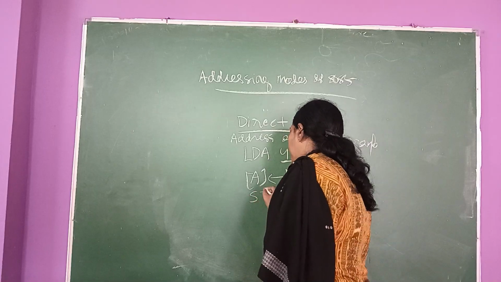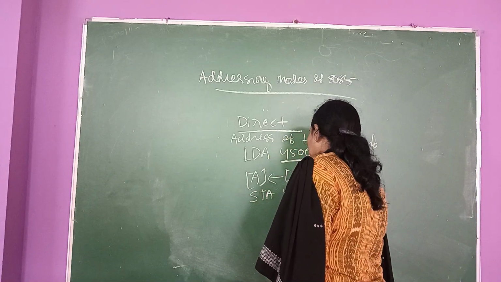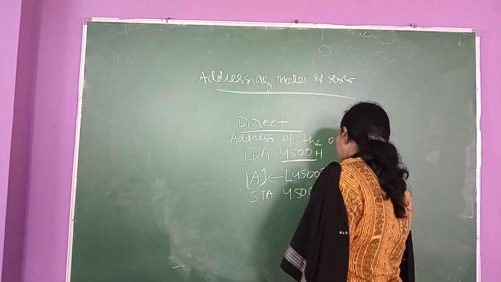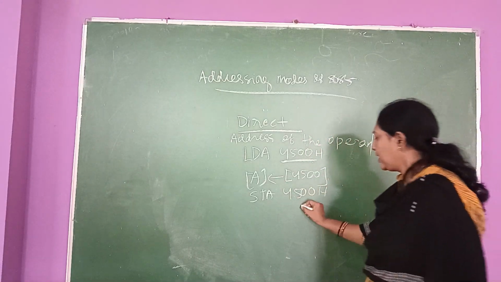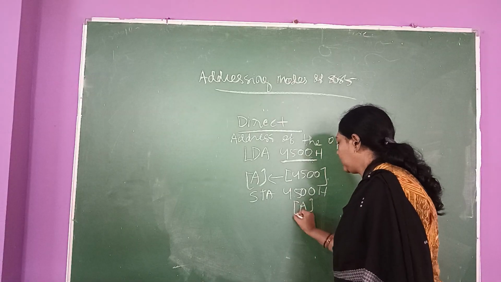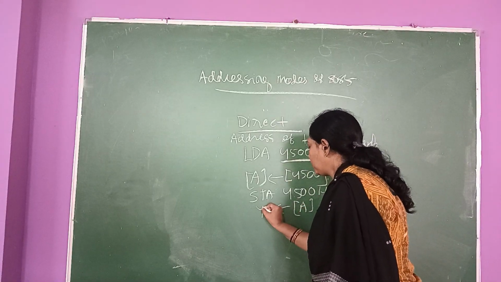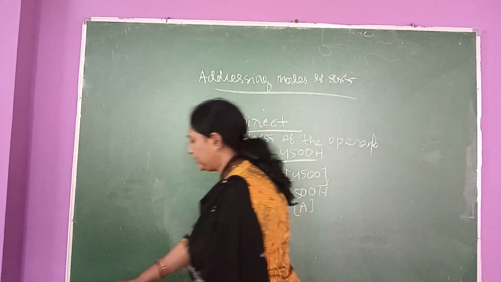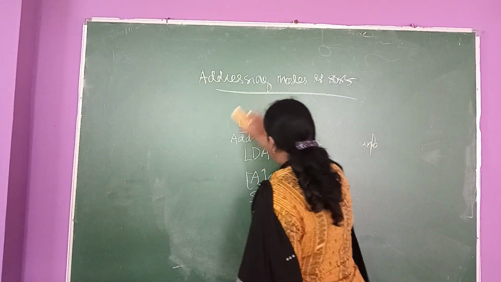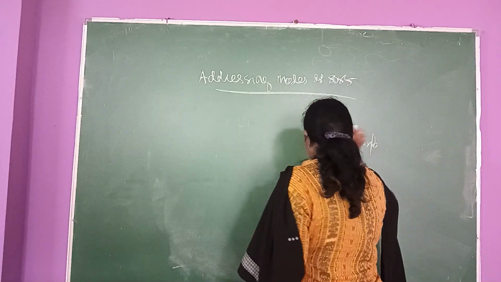Similarly, another example is STA 4500. Here also the instruction contains the address. Here the content of accumulator is given to memory location 4500. Then we will go to register addressing mode.